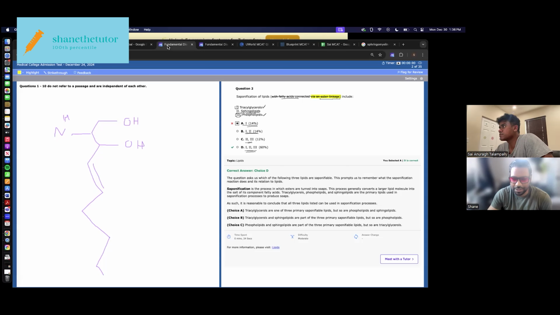The sphingolipids, you know, I guess we also want to understand that sphingolipid includes quite a few types of sphingolipids, like a phospholipid, a glycosphingolipid, right?